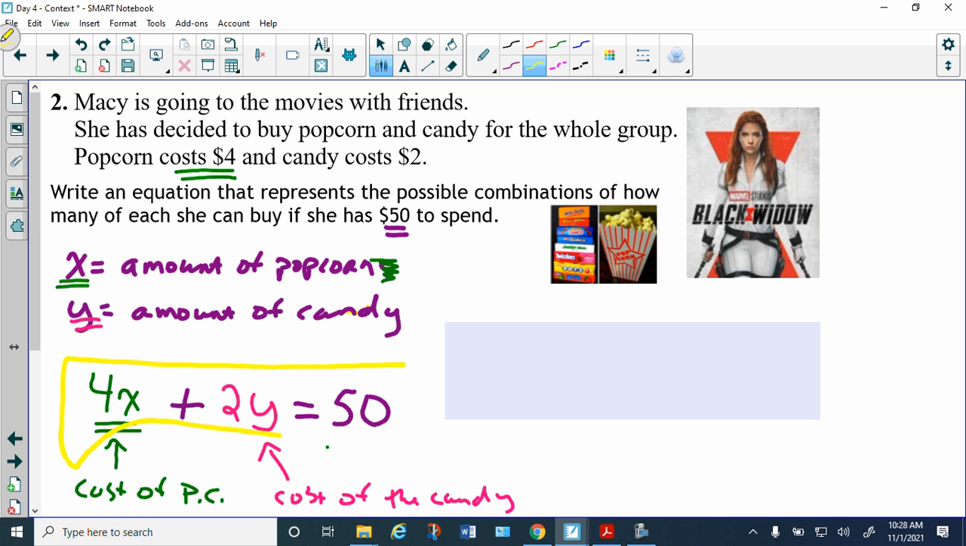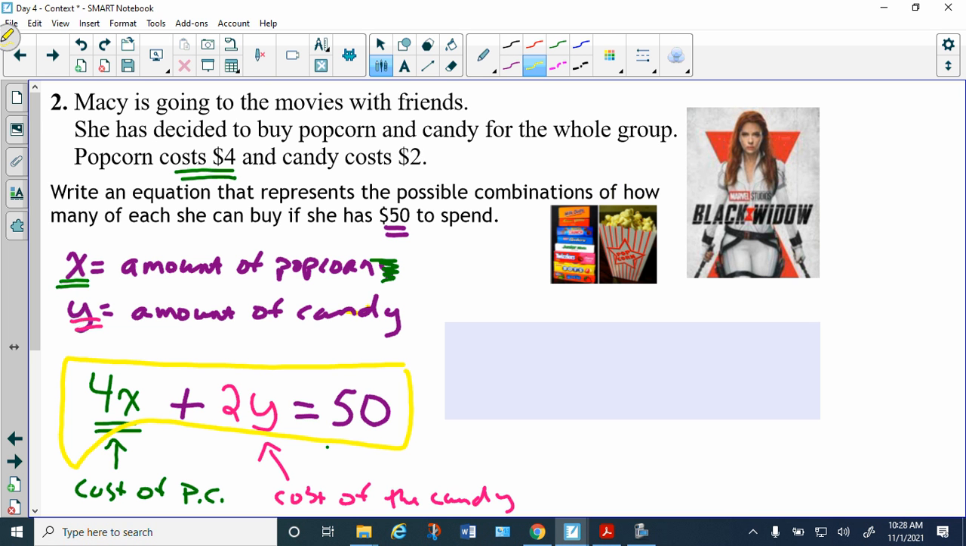So we're just going to have 4x plus 2y equals 50, and that's going to set up the different combinations that she could get depending on, well, let's say she bought 25 candies. Well, oops, there's all her money. 2 times 25 is 50. She's going to buy zero popcorn, right?